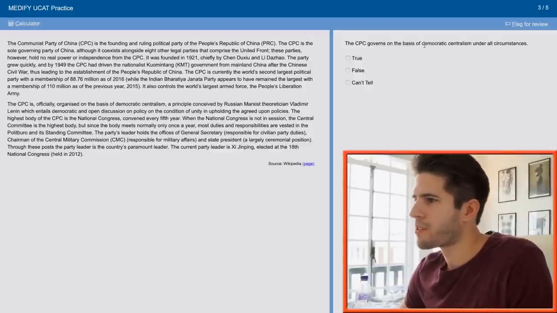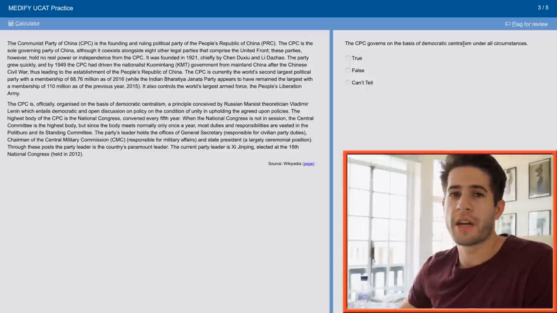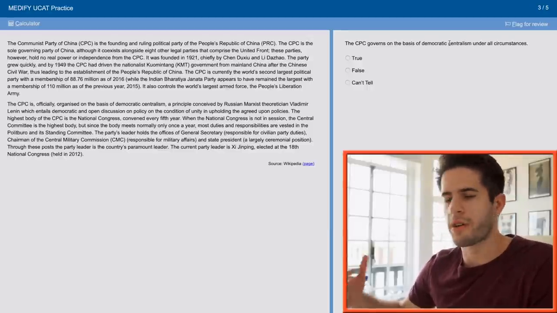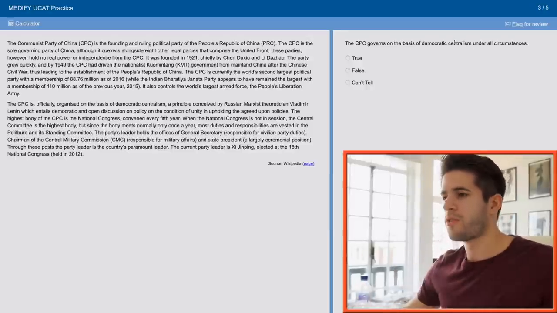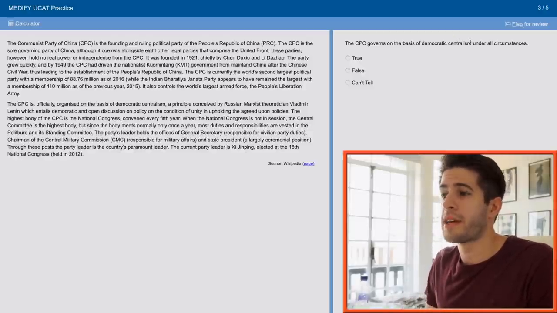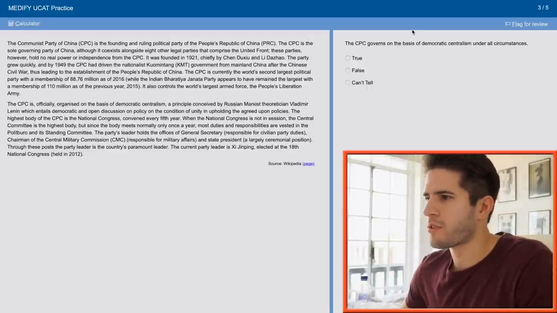CPC governs on the basis of democratic centralism under all circumstances. So that is, before I even look at the questions or whatever, this is a very extreme statement. It's saying under all circumstances, it governs in a democratic fashion. So it's probably going to be false. I don't know. I'm going to read the paragraph now. But anytime there's a very extreme statement, unless it is stated in the paragraph as well as an extreme statement, tends to be false. But let's see.